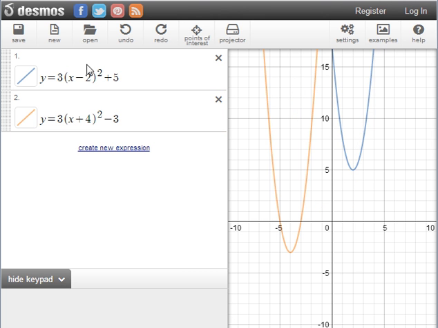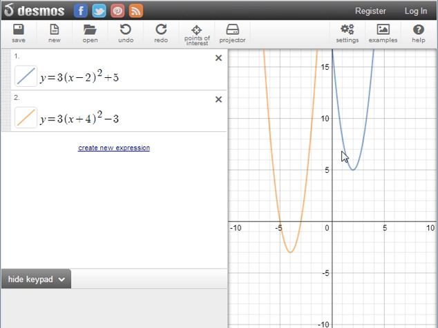One of the problems that comes up when graphing quadratics using vertex form is trying to determine how the graph of one quadratic changes into the graph of another quadratic. So for example, my blue line here is 3 times (x - 2) squared plus 5. Take a look at the blue parabola. And over here, my red line is 3 times (x + 4) squared minus 3.